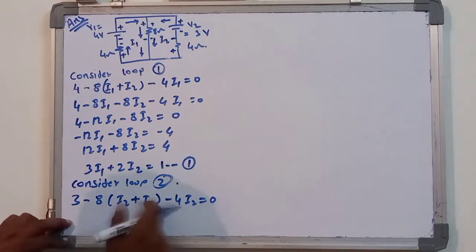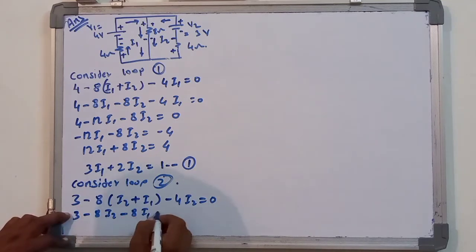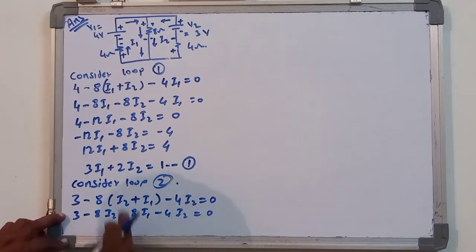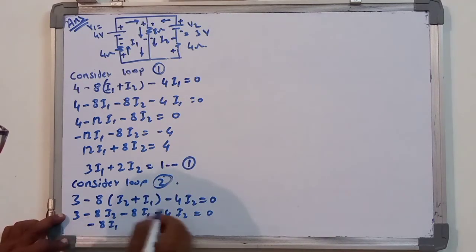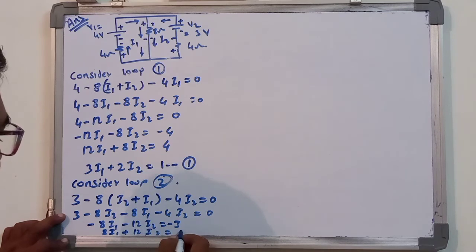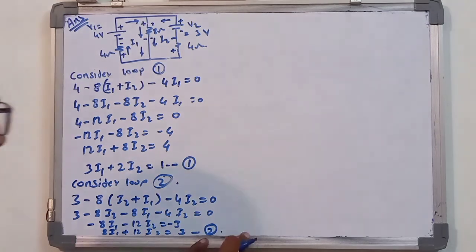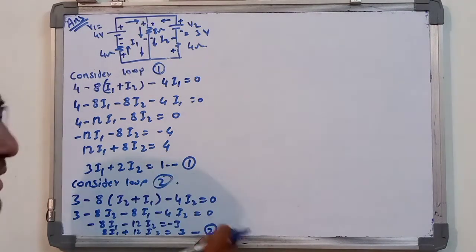Okay students, now you solve it. Here 3 minus 8 I2 minus 8 I1 minus 4 I2 is equal to 0. Combine this I2 and this I2 and arrange the values. So minus 8 I1, and 8 and 4 make minus 12 I2, is equal to minus 3. Here minus minus will get cancelled and you will get 8 I1 plus 12 I2 is equal to 3. It is the loop number second, which means equation number second we have got for loop number second.